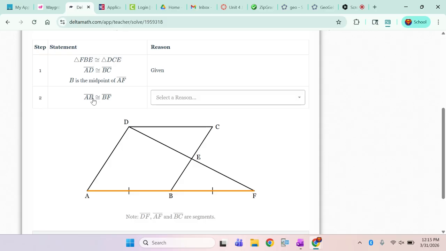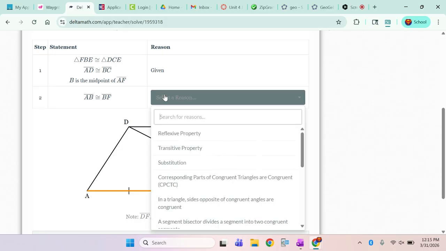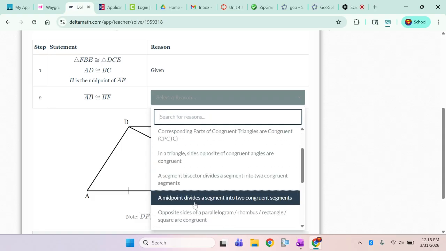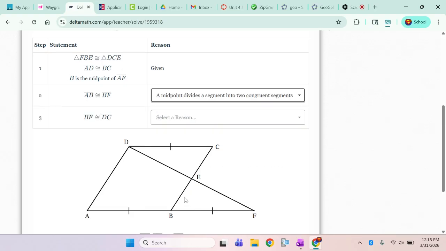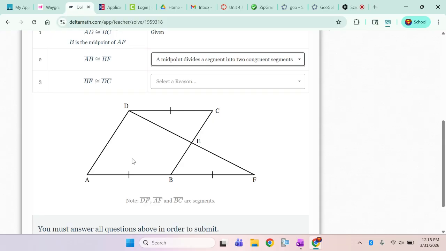It's the midpoint. So, what does a midpoint do, Shaki? It cuts it in half. So that means that a midpoint divides segments into two congruent segments. They then said that these two are congruent. Why can I say that?